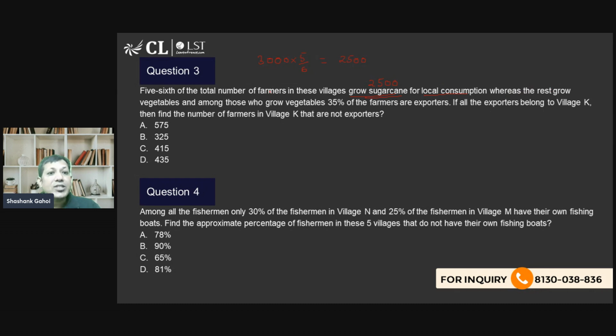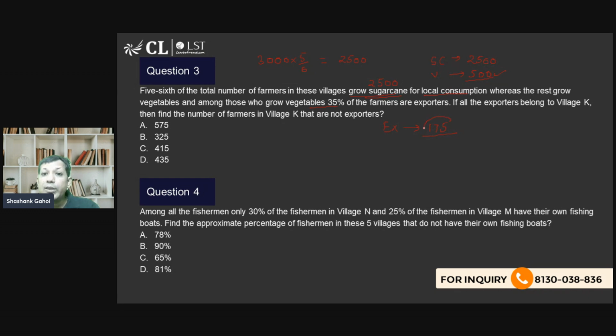Whereas the rest grow vegetables. So how many are growing vegetables? So sugarcane people are 2500 and vegetable people are 500. Okay. Now it says among those who grow vegetables. So that is among 500, 35% are exporters. So what is 35% of 500? Exporters are going to be 35% of 500. I can say that is equal to 175.